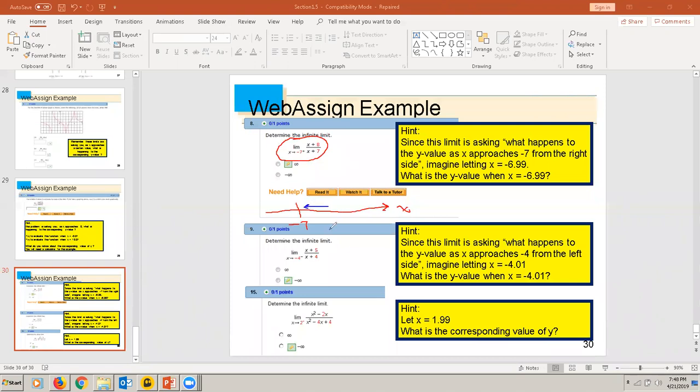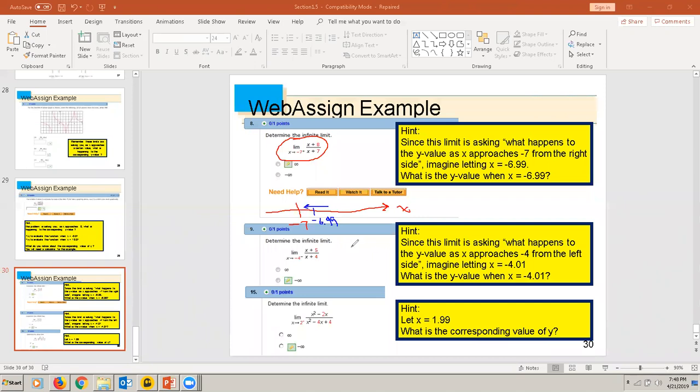So what's a value very close to -7? Well, maybe I can pick a value like -6.99. That's a value very close to -7 coming in from this right side. Well, let me try to analyze what's going to happen.